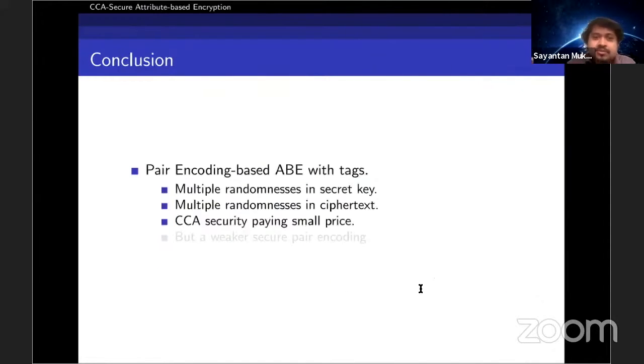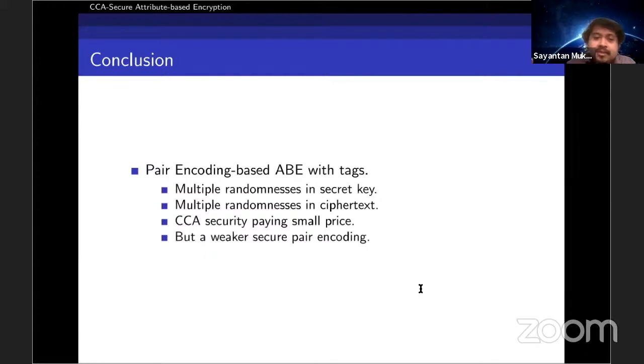And yeah, so let's conclude the talk. So we have constructed pair encoding based ABE with tags. The point to notice here is that we could support multiple randomnesses in the secret key. We could support multiple randomnesses in the ciphertext, which was not possible if it was a predicate encoding, as used in the Chen and Gong paper, and we get CCA security paying a very small price.